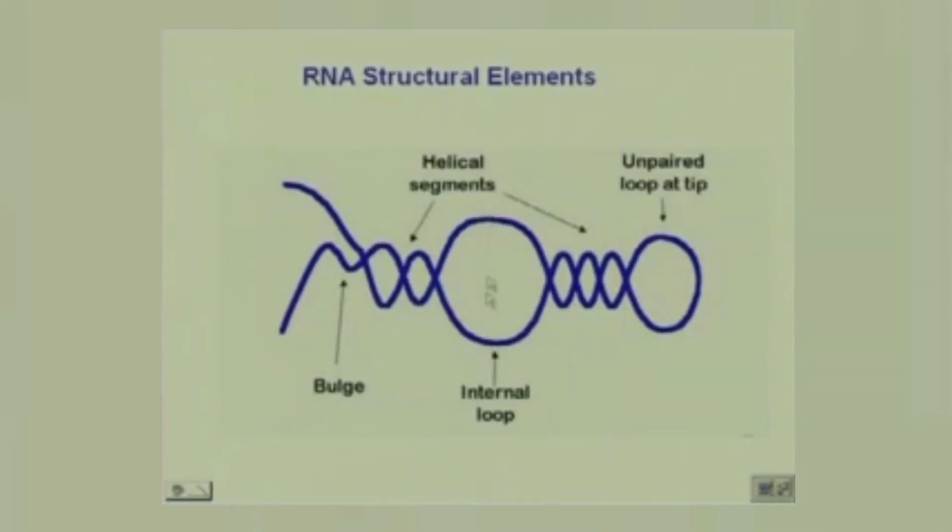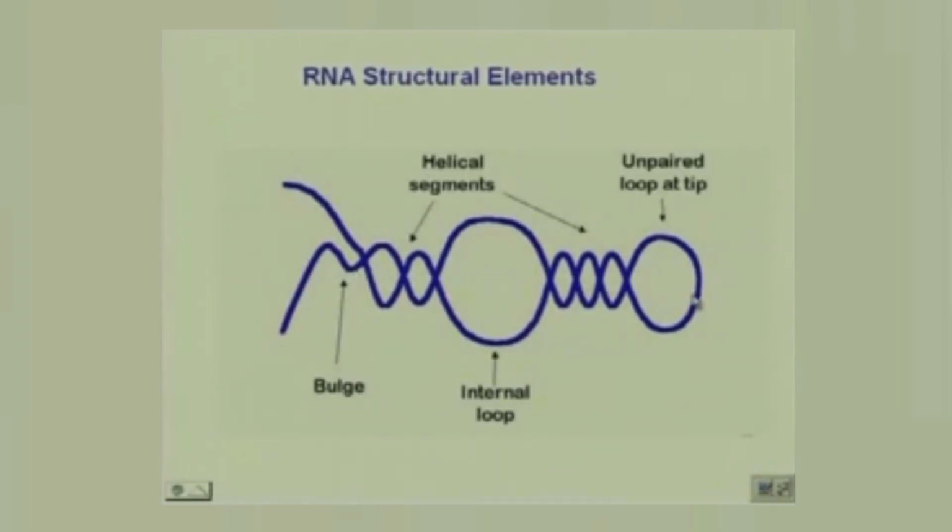Okay, so if you look at the structure, it's something like this. We have a bulge, we have an internal loop. And why do we have this internal loop? Because we do not have any complementary base pairing possible here. We can have helical segments here, we can have an unpaired loop at the tip, right? So we have partial helicity here, and we have bulges.